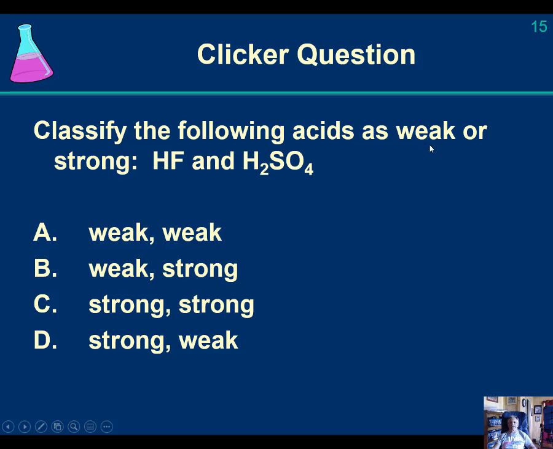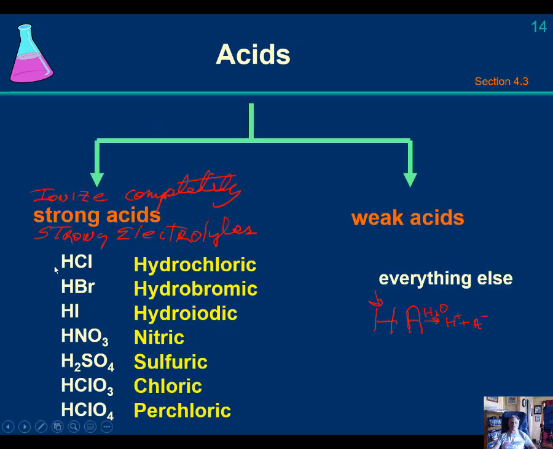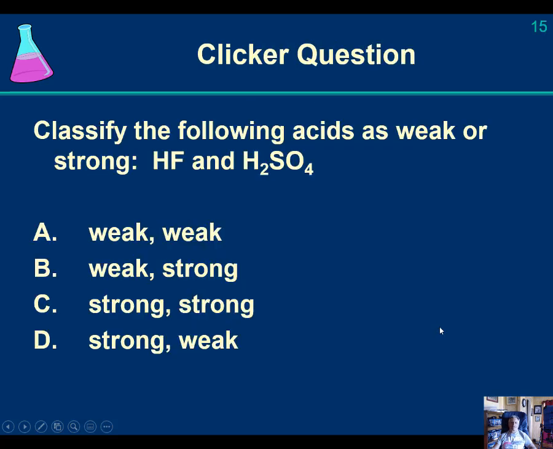So classifying acids as weak or strong is really going to be easy. All you have to do is back up the video or look at your PowerPoint notes. Here are your 7 strong acids. Every other kind of acid is a weak acid and a weak electrolyte, by the way. And so HF, this is hydrofluoric acid. It's not on the list of strong acids, so that means it's a weak acid. Now, I'm going to just use some abbreviations. If I mean weak acid, I'm just going to say WA.